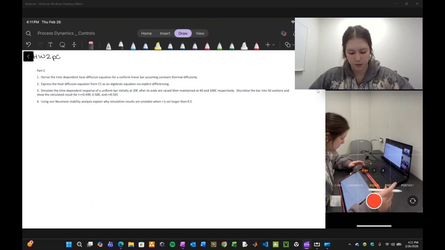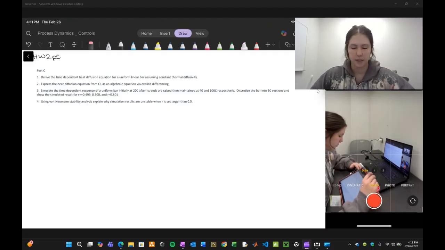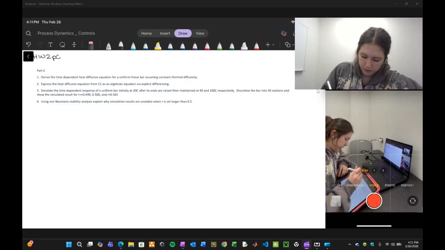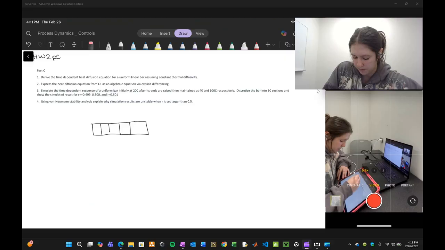Today we are going to be doing homework 2, part C, and step 1 of this homework is to derive the time-dependent heat diffusion equation for a uniform linear bar. So we can start out by drawing our uniform linear bar, and it will be divided into a number of sections.